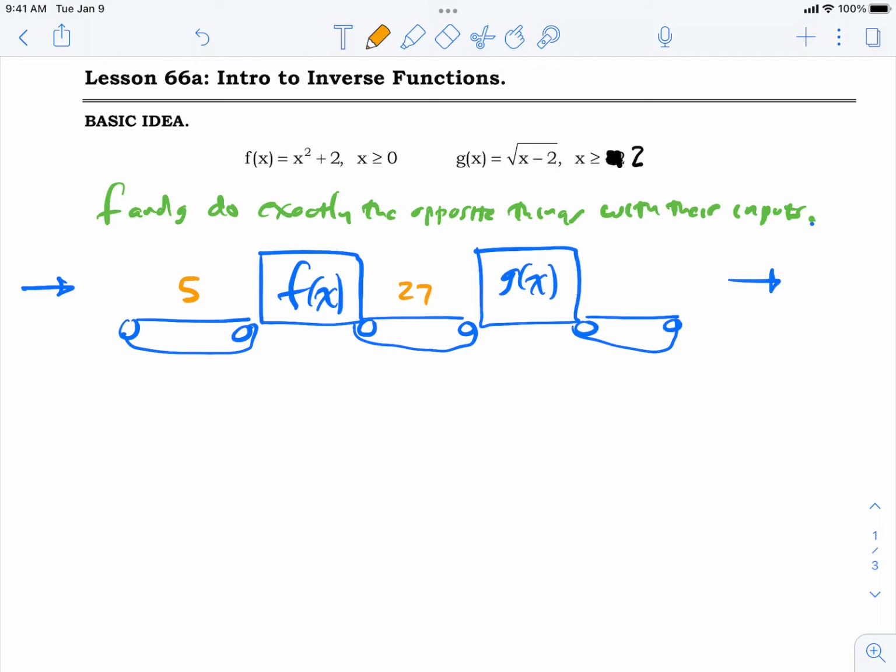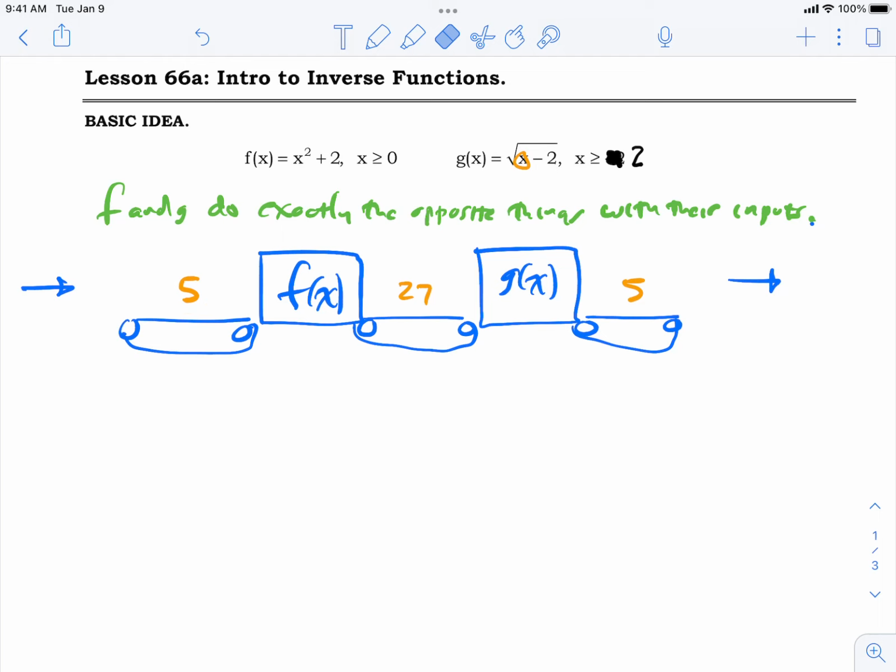Cool. So we've got the 27 coming out. And then what happens? Well, this 27 gets fed into the g machine over here. And what does g do? It takes the 27. First it subtracts 2, which is 25. And then it takes the square root, and we get 5. So notice the 5 went in, the 5 came out. Chickens go in, chickens come out. I think that's a line from a movie.